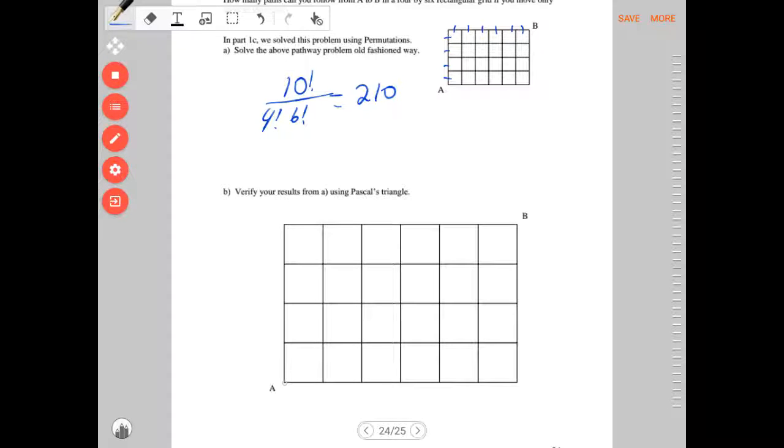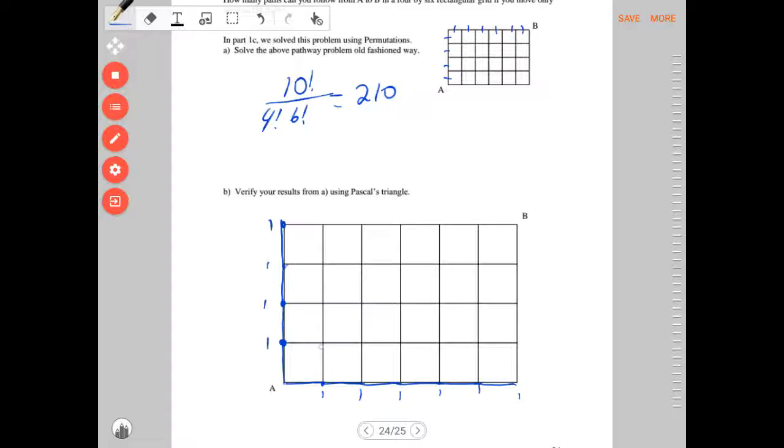Now, if you look at this, from A, I can go out this way. There is one way for me to get to that corner. There's only one way for me to get to that corner, too. I just have to go straight there. There's one way for me to get to this corner, and one way to get to this corner. One way, one way, one way, one way, and one way.